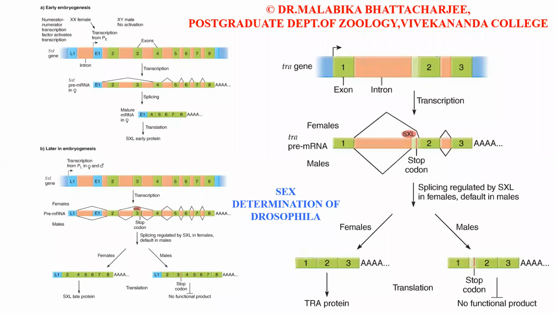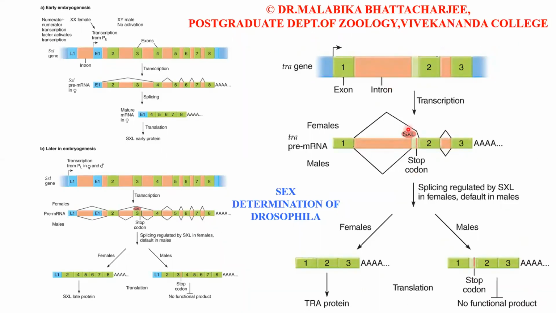So as I said, I have also summarized the earlier pictures here. In case of females, early embryogenesis, we have the early SXL protein. In case of males, no functional product. In case of females, the late SXL protein. Now comes the next gene in the cascade, the TRA gene. Now coming to the TRA gene, the transformer gene, we have 3 exons here. Transcription of this gene results in the production of this TRA pre-mRNA, and it has a stop codon contiguous with the second exon. It's just preceding the second exon.